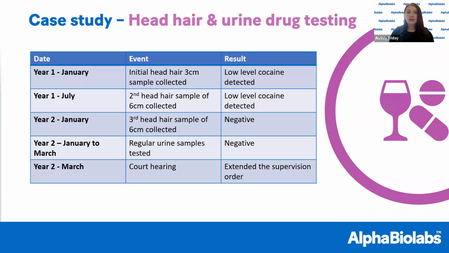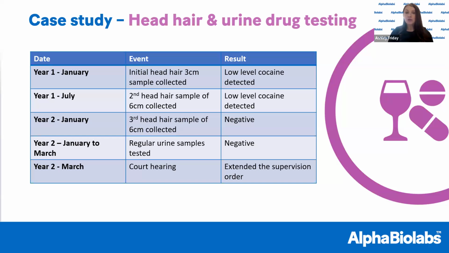These were the results of the case study. The first test that was done initially was a 3 centimetre sample, so looking back 3 months, and that sample did detect low-level cocaine within the system. Then 6 months later, she did a second hair sample, which was 6 centimetres in length, so covering 6 months, which also had low-level cocaine detected. Now, this is a lady that was trying to abstain from using cocaine, which is why the urine samples were done alongside of this. By the time the third head hair sample was collected, again 6 centimetres covering 6 months, that sample was negative, as were the regular urine samples tested.